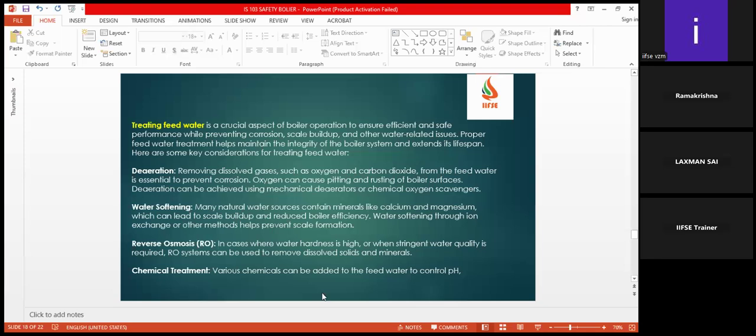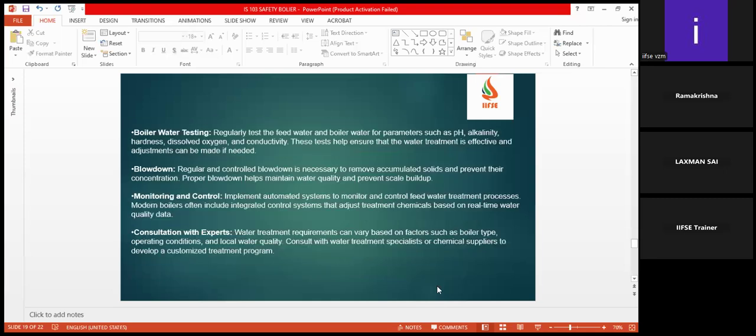Then chemical treatments. Various chemical treatments can be added to the feed water to control the pH levels as well. So it depends on the type of water, the quality of water, and also the type of boiler you are using. You can choose different types of treatment methods to avoid the scaling up of your boiler components.